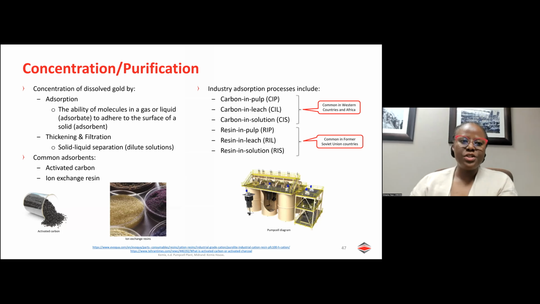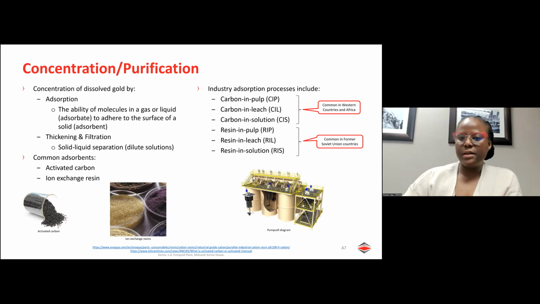Okay, then concentration and purification is typically done through adsorption. Even thickening and filtration can also be used. So starting off with adsorption, this is achieved using activated carbon or ion exchange resins. And this is done to adsorb the gold that is now dissolved in your solution onto the surface of your adsorbent. This is typically done using a CIP or CIL circuit, or if resin is used, it will be an RIP and an RIL circuit.